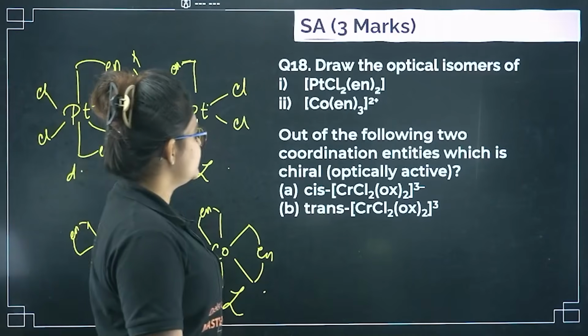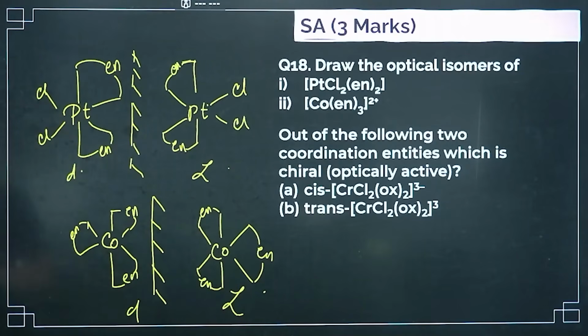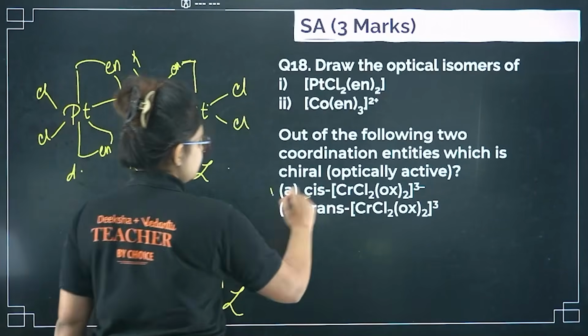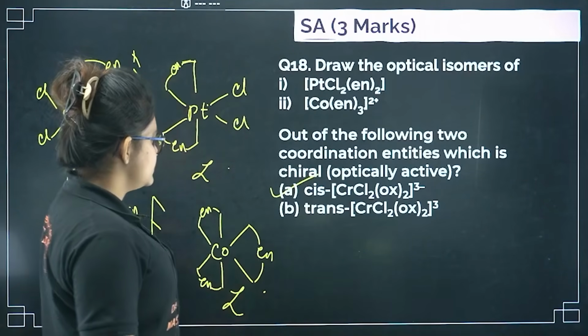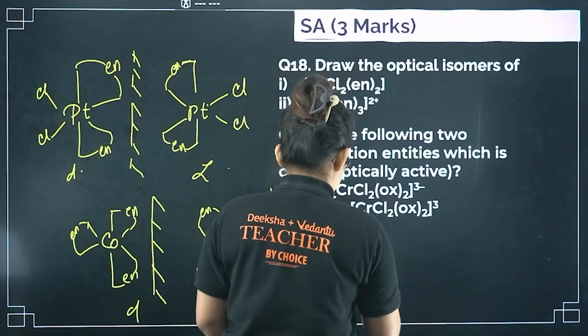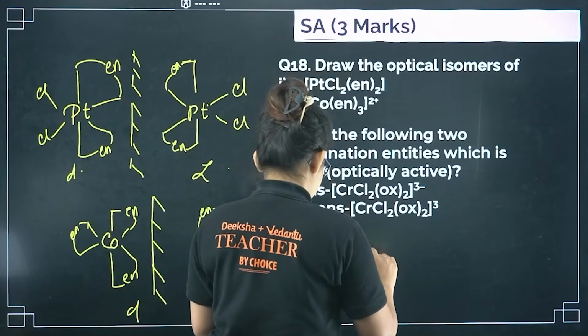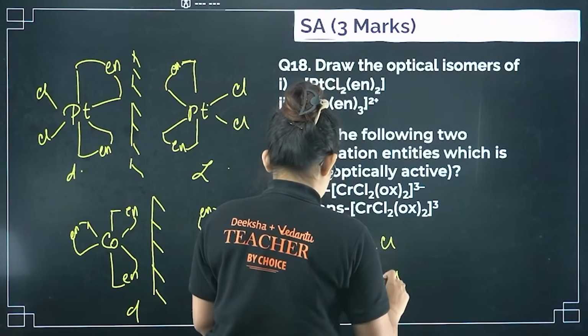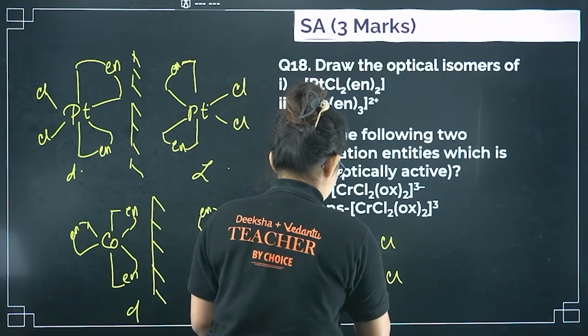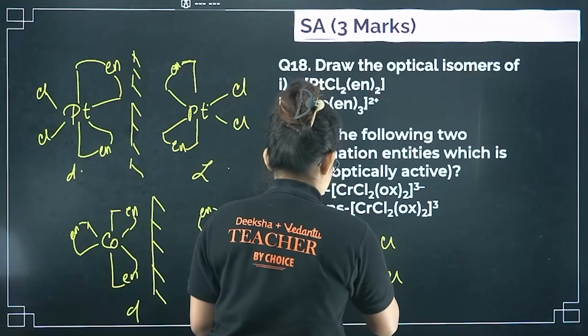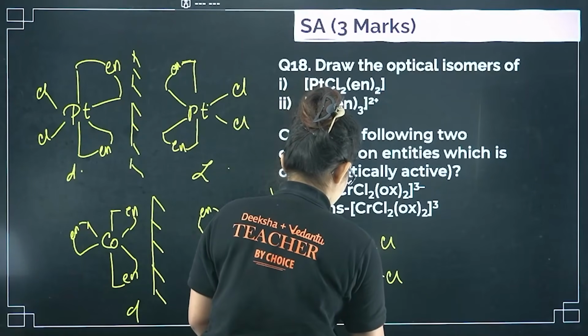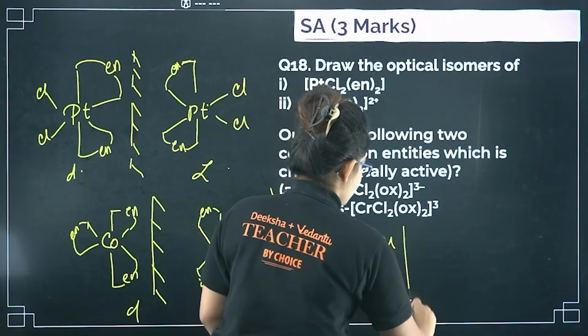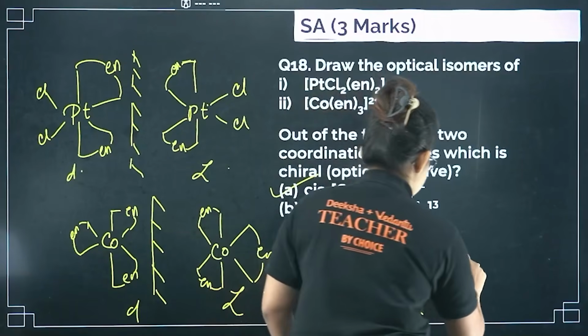Next, out of the following 2 coordination entities, which is chiral? For this particular case we have to check the cis one. Cis is the optically active one. So if I draw the structure for you, for cis only I will draw chromium, 2 chlorine on the plane, and oxalate we can draw like this because these are bidentate.